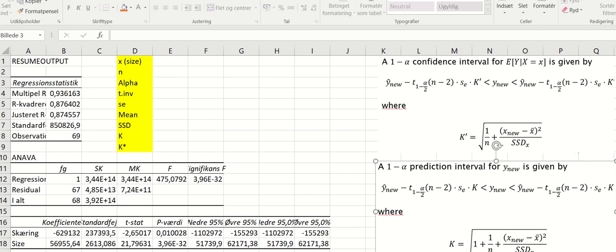Now let's make a confidence and prediction interval. We're going to use the apartment from earlier, where we had the model that said it was 57,000 for every square meter, and we deducted 630,000 from the price to get the right amount for the apartment. So we want to predict the price for an apartment of size 110.